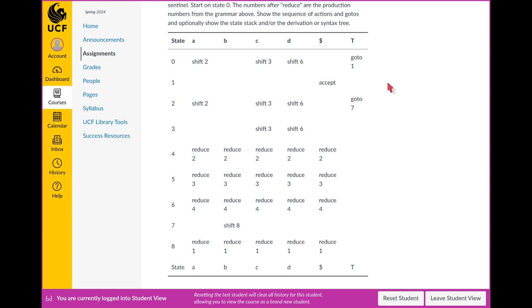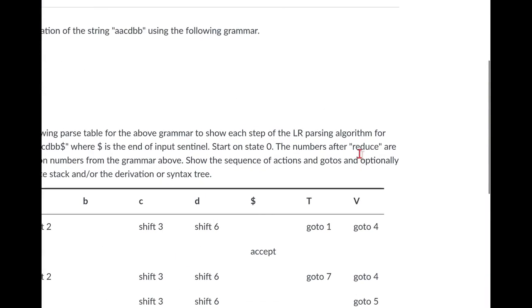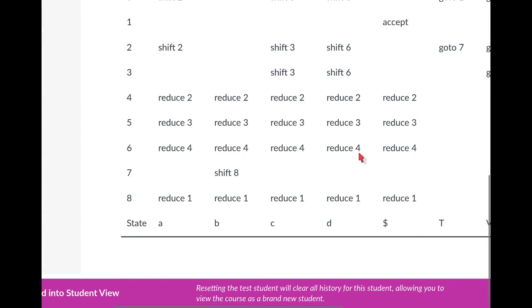Let me see if I can lay this out. That's not a great layout. Okay, this is probably easier to see.